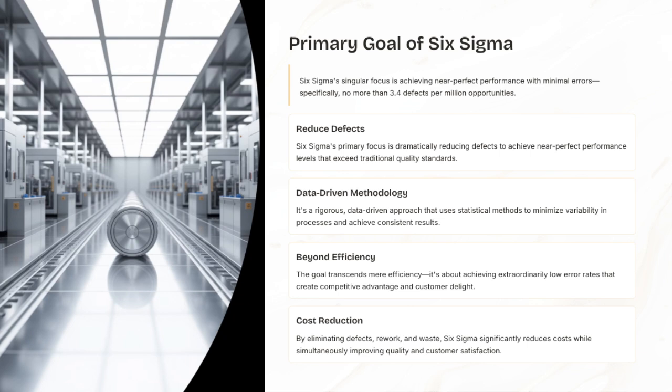The core focus of Six Sigma is dramatically reducing defects. We aim for near-perfect performance levels. Think of it as striving for no more than 3.4 defects per million opportunities. This high standard pushes us to continually improve and exceed traditional quality expectations. Ultimately, Six Sigma is all about achieving near-perfect performance with minimal errors. It's not just about fixing problems. It's about creating a culture of continuous improvement that leads to better products, happier customers, and a stronger competitive position.